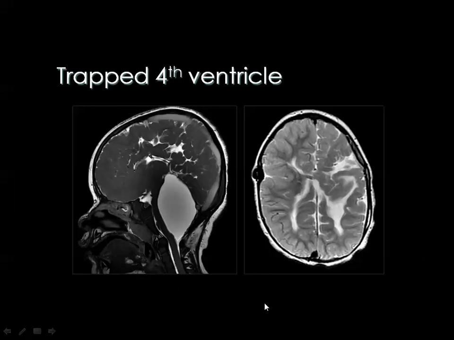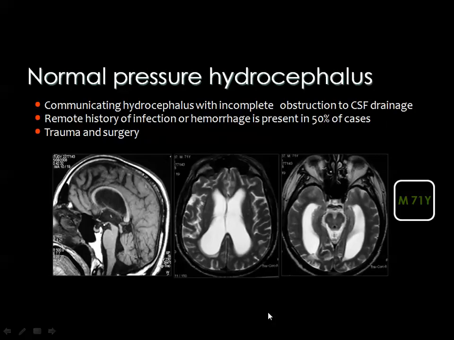Trapping of the fourth ventricle occurs in patients who previously had aqueductal stenosis that was shunted. Then, for some reason or the other, the patient developed occlusion of the outlet foramina of the fourth ventricle. Then the fourth ventricle is ballooned because the CSF inside the ventricle is trapped.